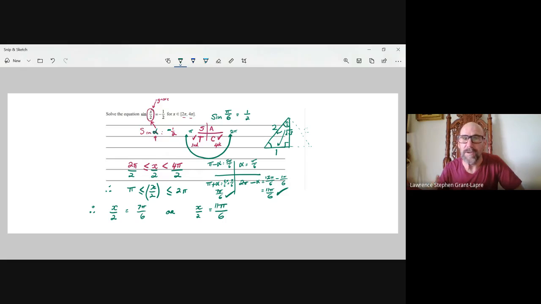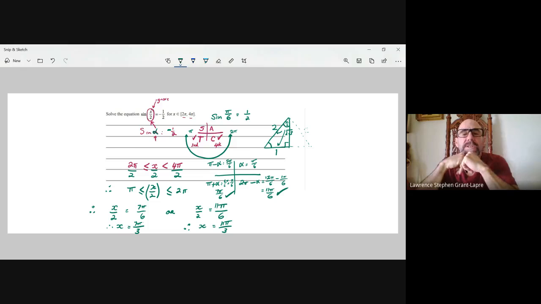Now to finish, we just take this divided by 2 and double it. Therefore, x will be 7 pi over 6 times 2, so 7 pi over 3. We double that. Therefore, x will equal 11 pi over 6 times 2, which is 11 pi over 3.